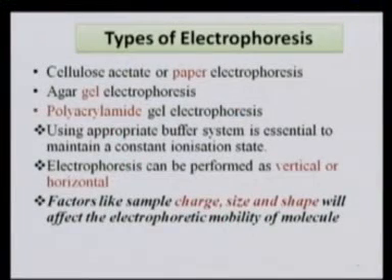So moving further, we will be discussing types of electrophoresis. There are majorly three types. One is paper electrophoresis, the other one is gel electrophoresis. Then in gel electrophoresis we will have two variants, one is called native gel electrophoresis, another one is SDS based gel electrophoresis. Irrespective of the type of electrophoresis, the common thing is that there is a buffer system which is essential to maintain the ionization state.